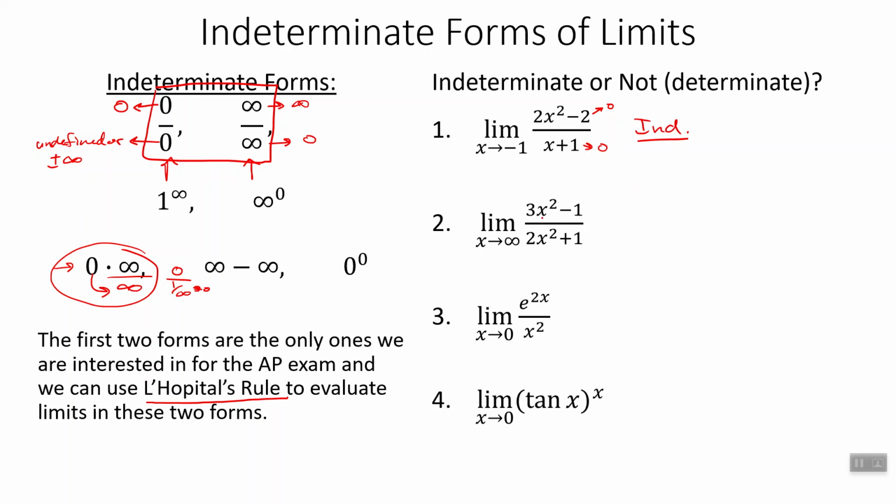Right here, we're going to infinity. We've got 3 times infinity squared minus 1. That looks like it's going to infinity. 2 times infinity squared plus 1, also going to infinity. We've got the infinity over infinity form. It is indeterminate.